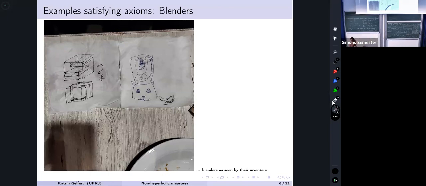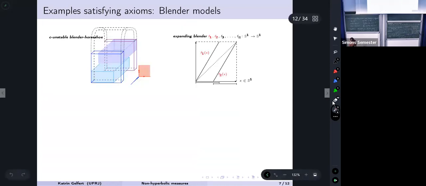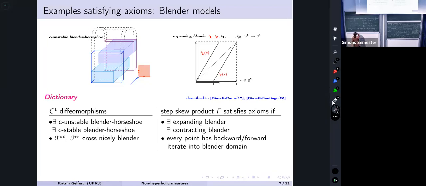Okay, so we studied two types of examples. The first one we call blender models, because there is in fact a dictionary that translates precisely this way. So you have your properties, and you can translate these properties to corresponding properties, and there's one diffeomorphism which makes things work. Here there's a better picture of a blender, which in this case is affine, a horseshoe with some overlap in the projection. So the two horseshoe legs in the projection along one direction overlap nicely. And on the right-hand side, there is the model of what we call an expanding blender, which in this case takes just two maps from my iterated function system.